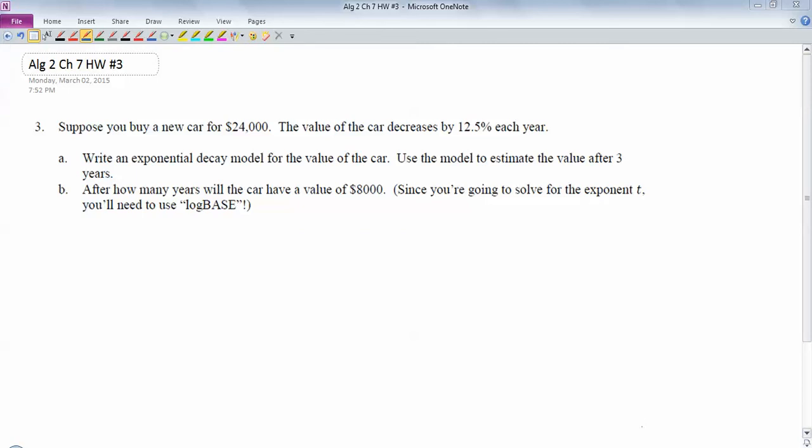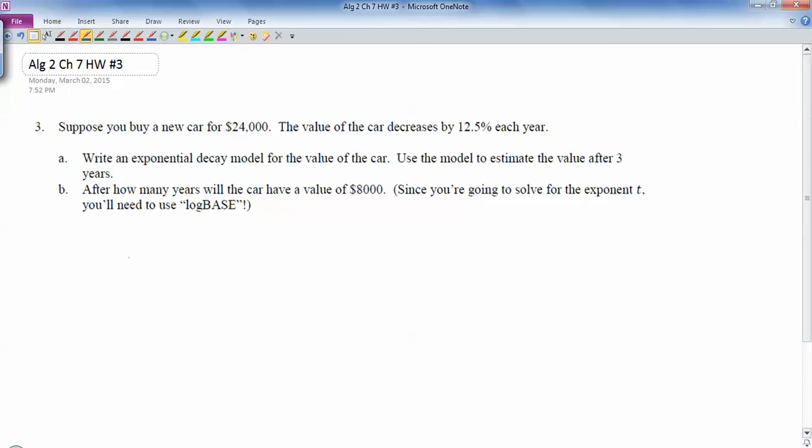Okay, so homework number 3. You're buying a new car for 24 grand, and the value decreases by 12.5% each year. So first we have to write an exponential decay model for the car.